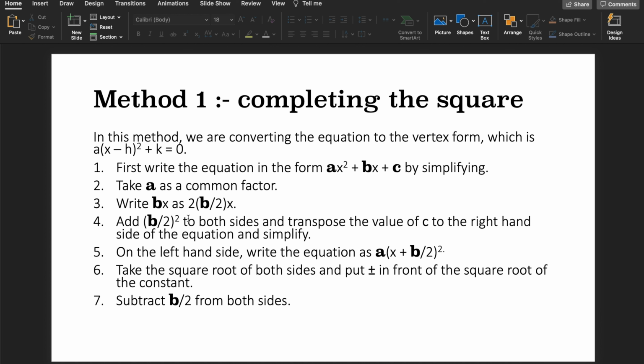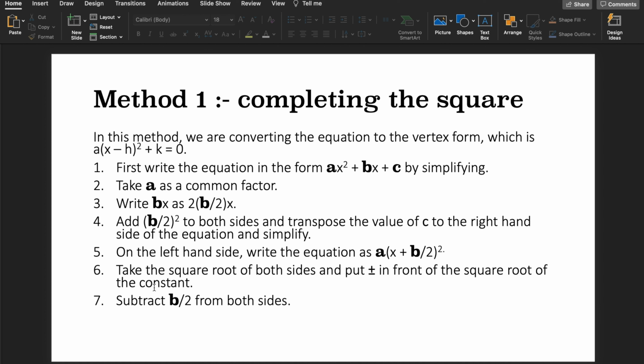Then on both the left and right sides of the equation, we add the term b divided by 2 whole squared, and transpose the value of c to the right hand side of the equation and simplify. Then on the left hand side, we write it in the form a plus b whole squared. This is the method that we use.